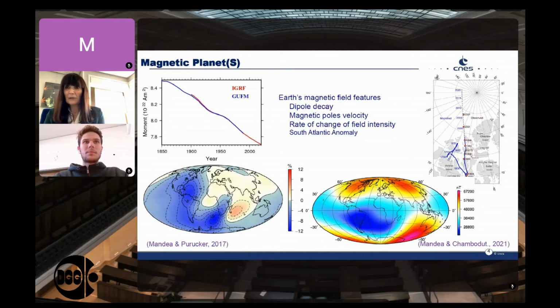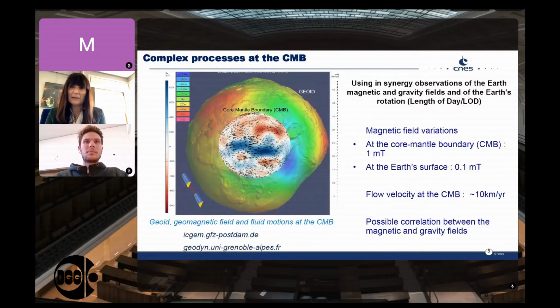However, today I would like to bring you to the deep Earth. If we go to the next slide, here is something I fully think is new and important, and I would like to share it with you. What we know about the core-mantle boundary and about the core is information mainly provided by seismology, numerical simulations, or experiments in the lab. However, we think it's possible to have more constraints on the complex processes at the core-mantle boundary using, in a synergetic way, information from magnetic and gravity fields as well as rotation.